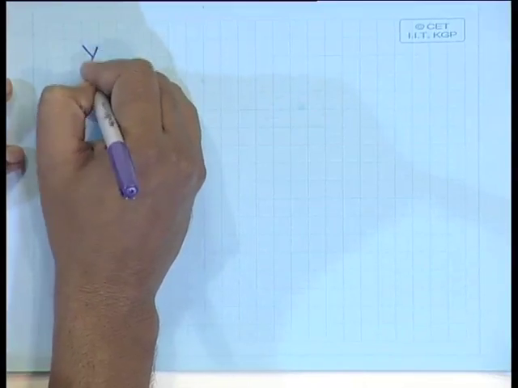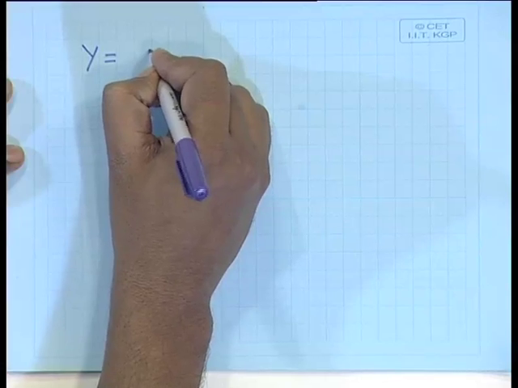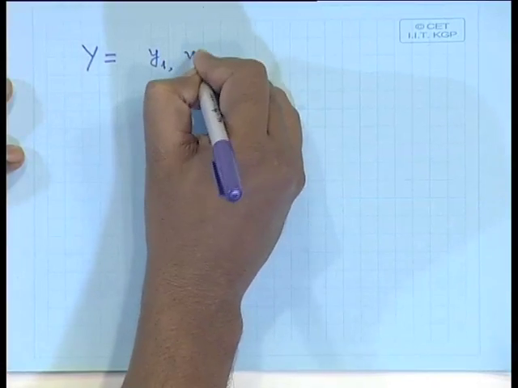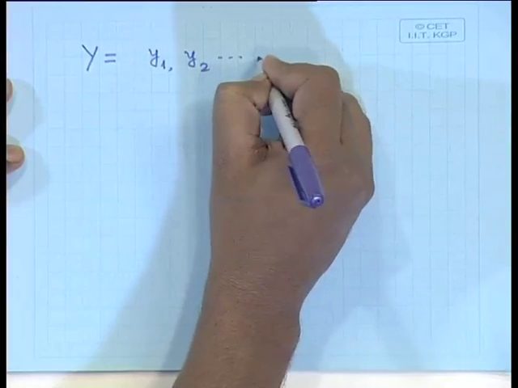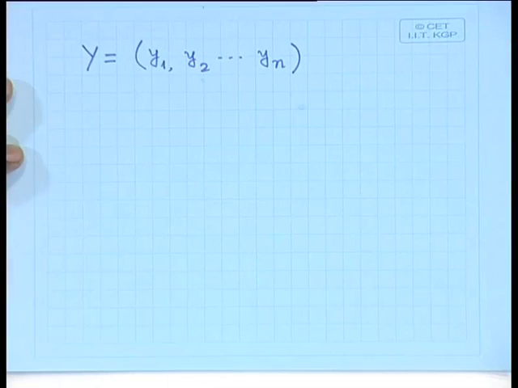Now, the question is, why should this network work? How does it work really? Suppose I feed in an input binary feature vector, which is given as y, which is nothing but y1, y2 up to yn. It should also have the same number of components.